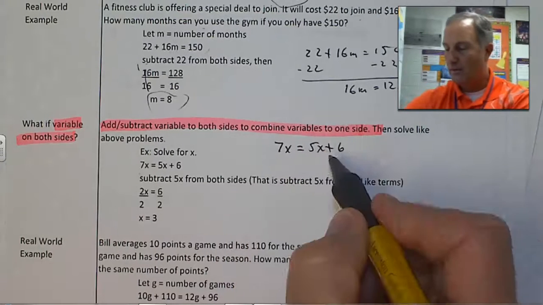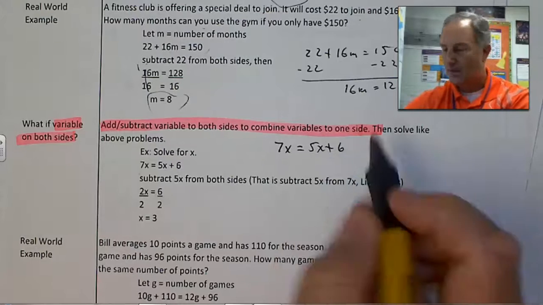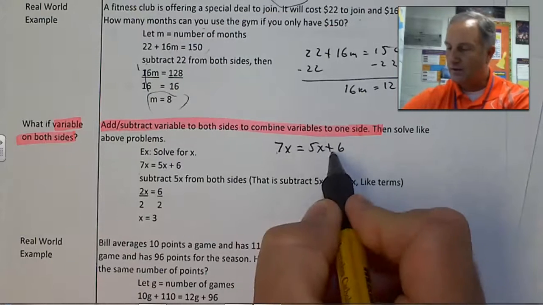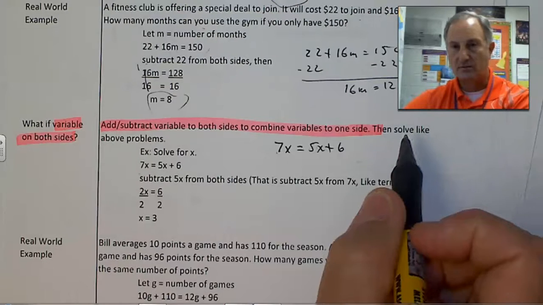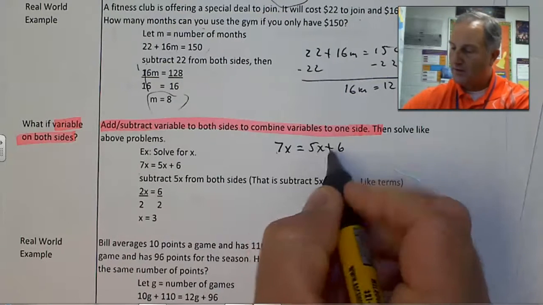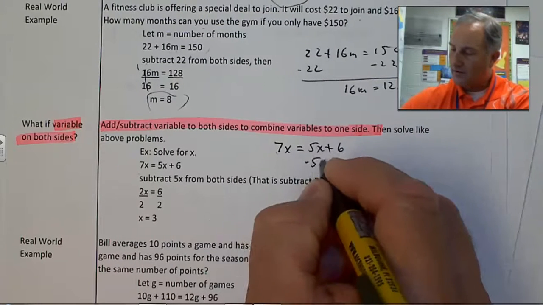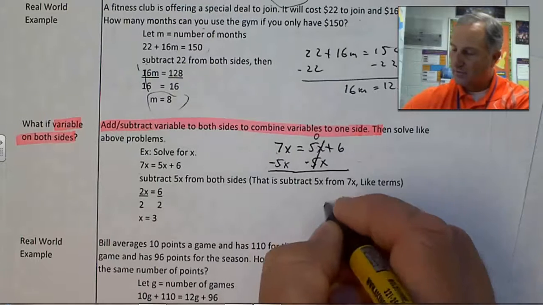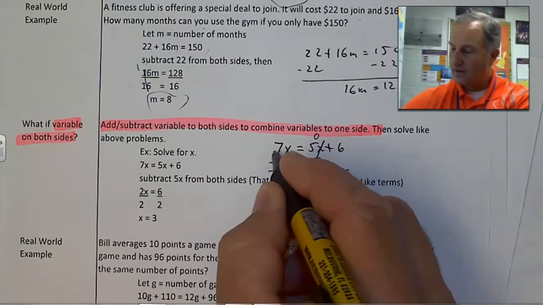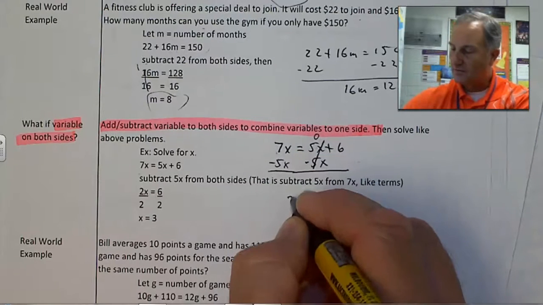I want to get my x's on the same side. How do you cross the equal sign here? Well, when it's all addition and subtraction, we do the opposite sign. Well, I've got a plus 5x right here. If I subtract the 5x from both sides, that cancels out. I'm just left with 6 over here, and I get 7x's minus 5x's is 2x's.